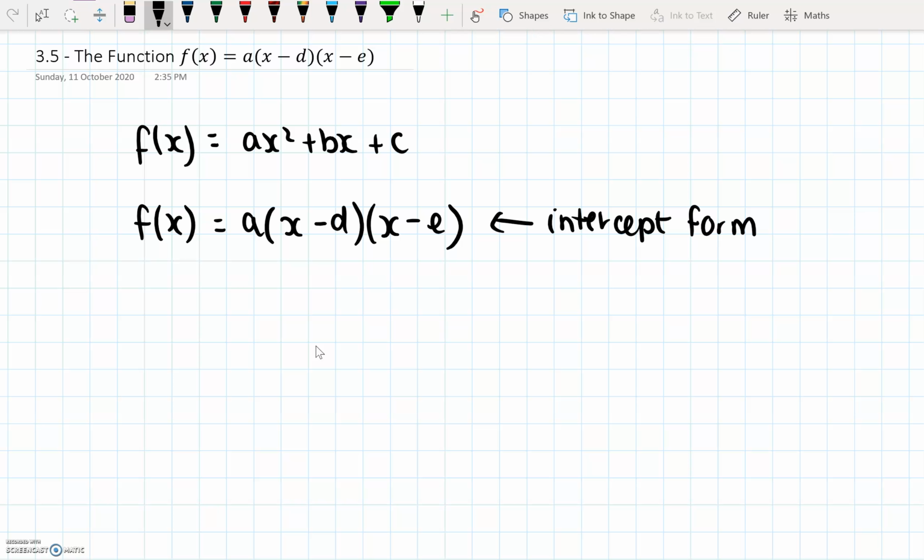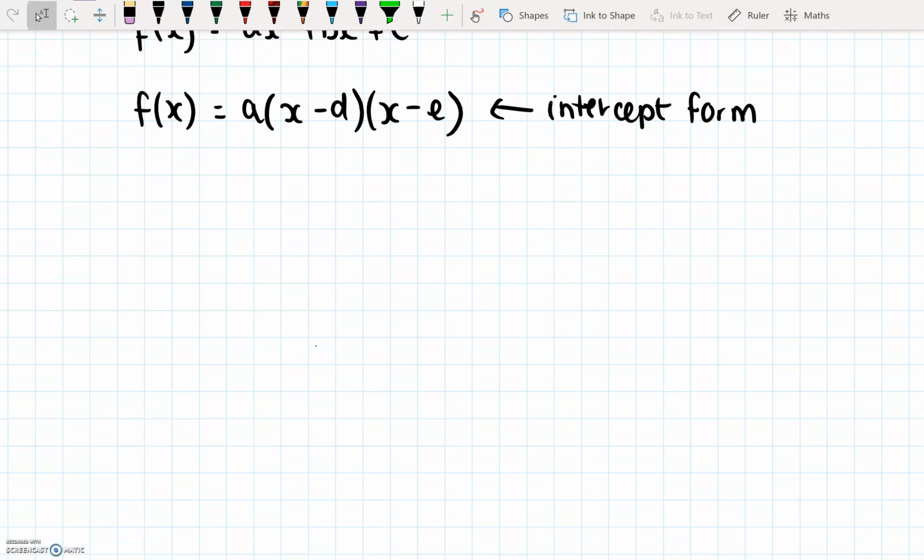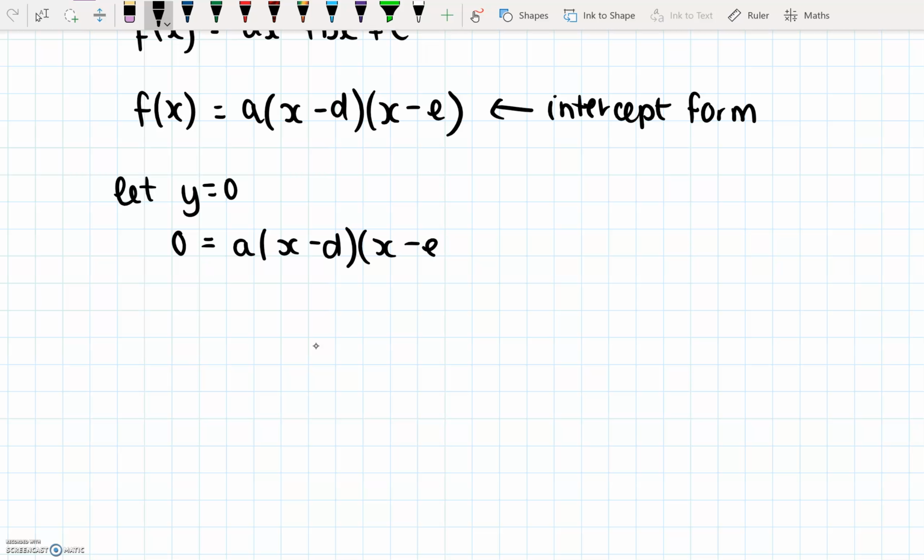The reason for this is that if we want to find the x-intercepts, then this is the easiest way to find them. And we're going to talk about why now. So let's say that we want to find the x-intercepts of this particular one, using the d's and the e's and the a. If we want to find the x-intercept, we always let y equal 0. So in this case we would have 0 = a(x − d)(x − e).